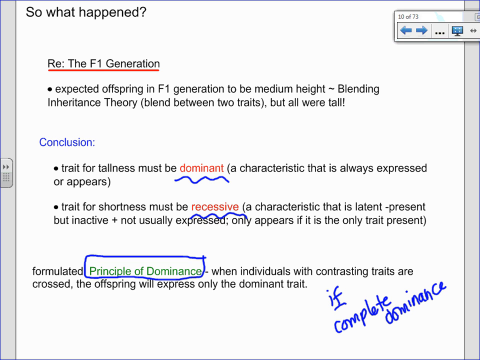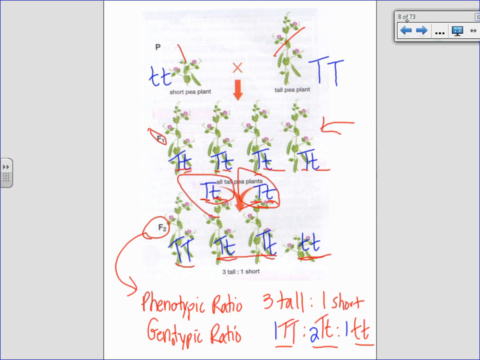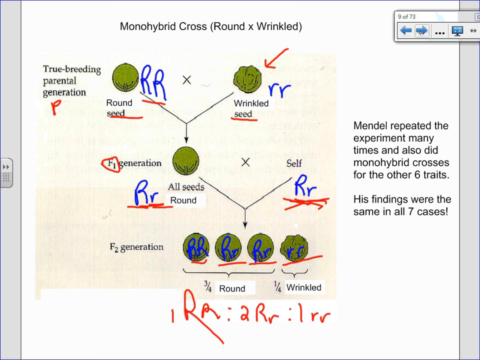So, a summary of what happened in terms of what they thought might happen. Originally, they thought if you combined a tall plant and a short plant, you'd get plants that were halfway between. But instead he found that all the babies were tall. So that meant that the short factor was hidden.